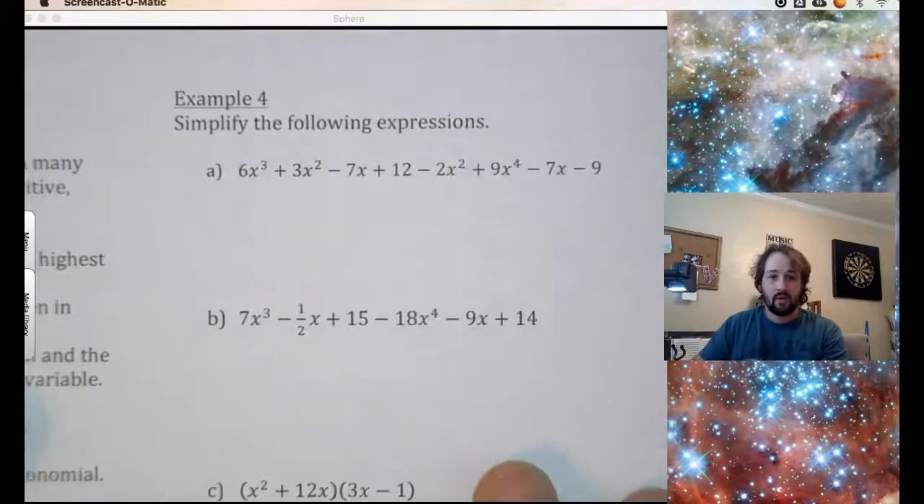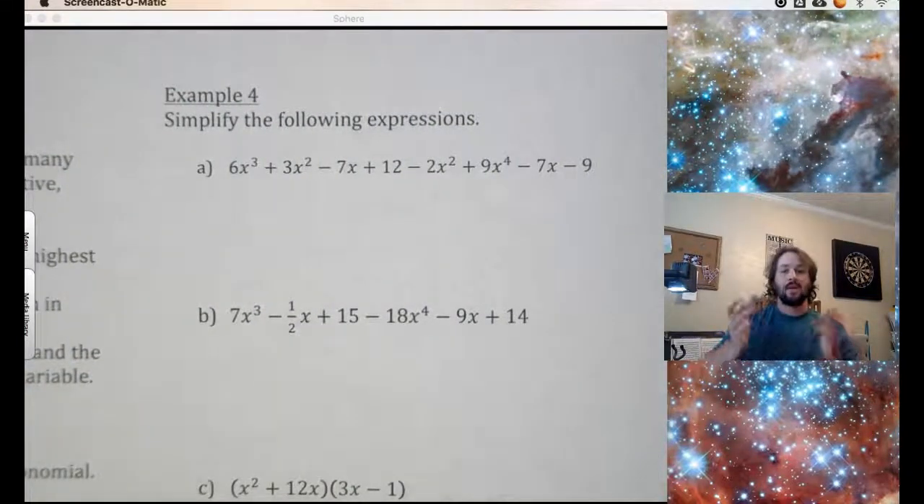That's it. All right, simplify the following expressions. Here, combine like terms, just like we did with quadratics. If we have an x squared and an x squared, we can combine them.